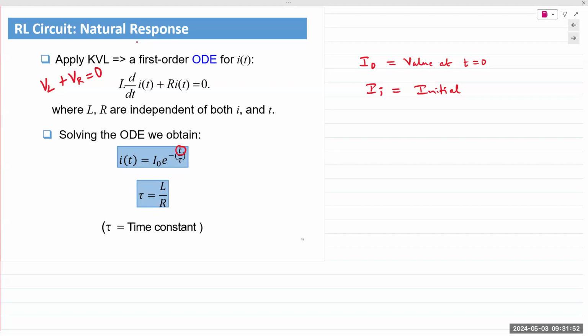Time constant is independent of the circuit. Whether it's charging or whether it's discharging, our RL circuits, resistor inductor circuits, will always have a tau that is L over R. That does not change. Okay, it's a fixed value depending on the size of the inductor and the size of the resistor. All right, any questions?